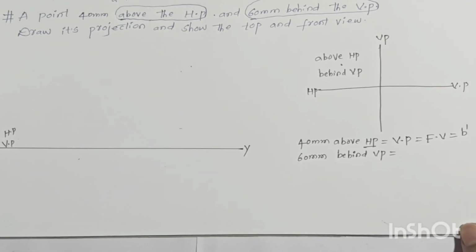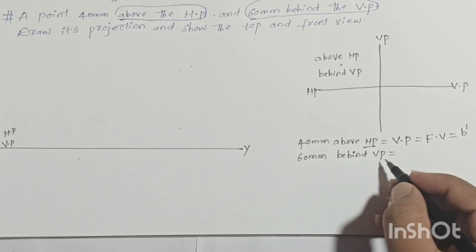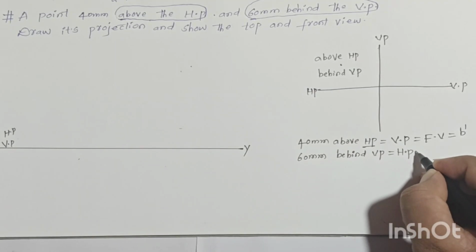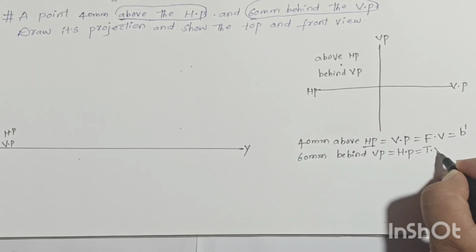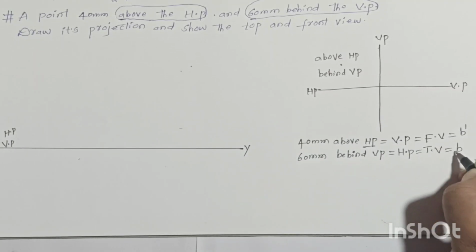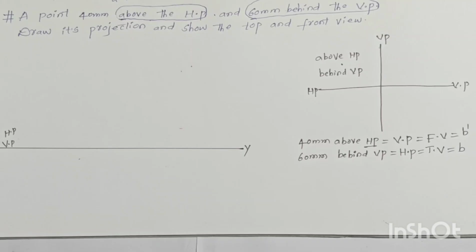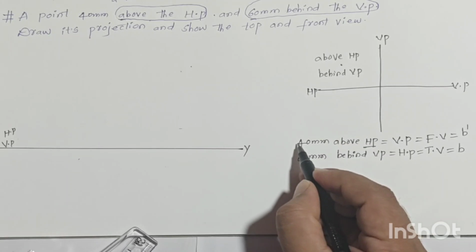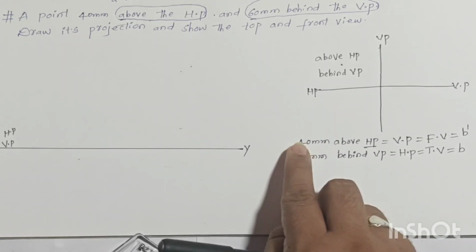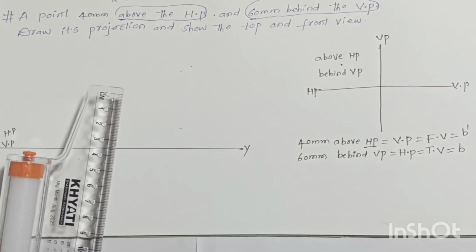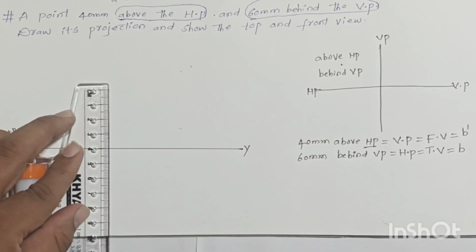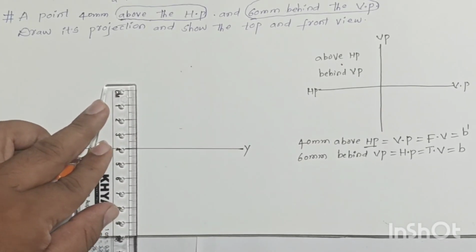Clear? Then 60 mm behind the VP means it rests on the HP. HP is the top view. Top view is represented as the point B. Clear? Done. First of all, we have to think which is the smallest value. The smallest value is 40 mm. First of all, take the 40 mm length above the reference line.